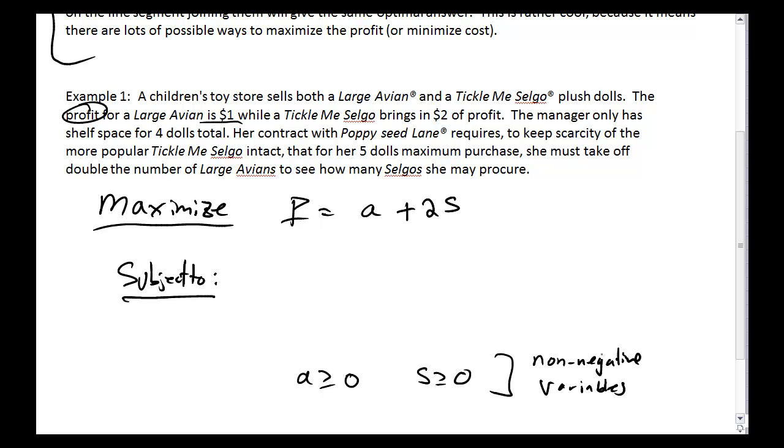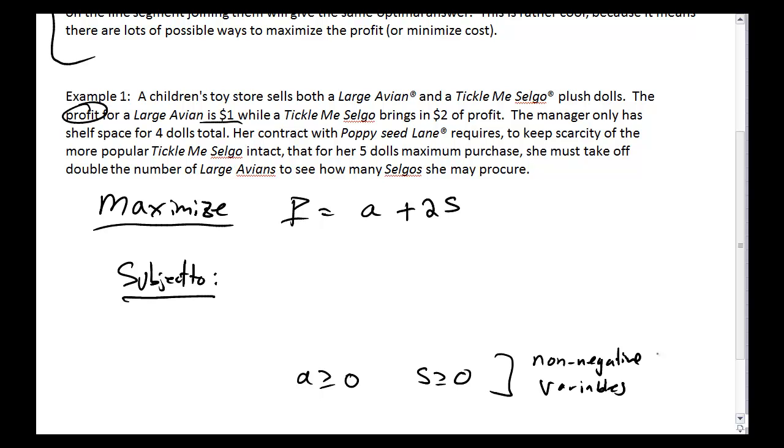My variables in this setup I'm doing are a and s. It could be x and y too, just as well. So these are non-negative variables. And a lot of the conditions we're going to get into in the next chapter are going to require that our variables be non-negative. This is kind of automatic here. We almost always have this. So that's our first thing to observe. And there's nothing in the word problem that tells me this other than common sense. I couldn't buy -5 avians. I couldn't buy -2 Selgos or anything like that.